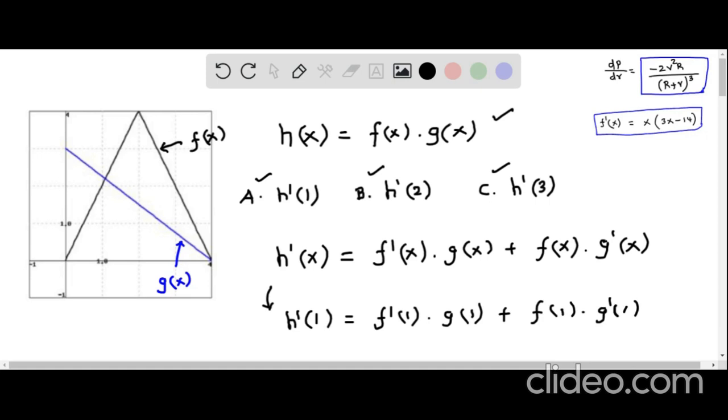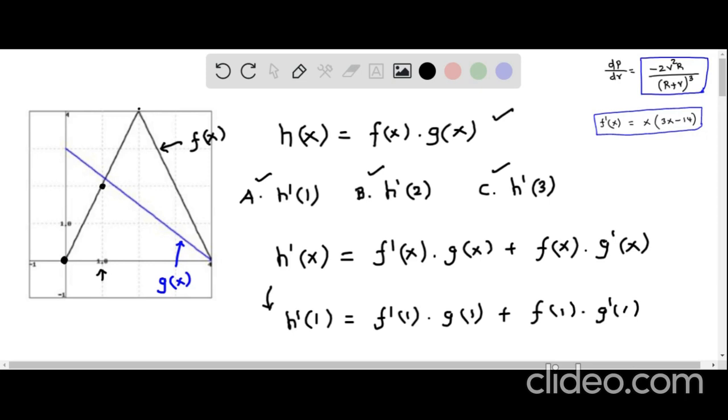And we can determine these values, f prime of 1, g of 1, f of 1, and g prime of 1, from the graph. F prime of 1 is basically the slope of the function f of x at x equal to 1. So at x equal to 1, we have to determine the slope of this line. So for this, I'm going to use the rise over run concept. So let me start from here and end, maybe I can end over here because this seems to be a definite value.